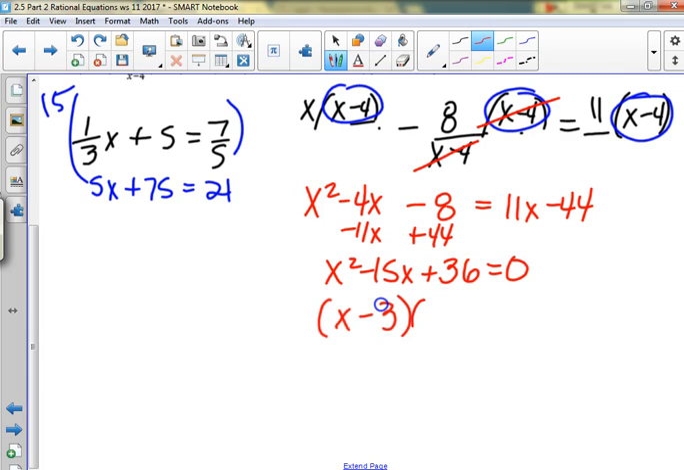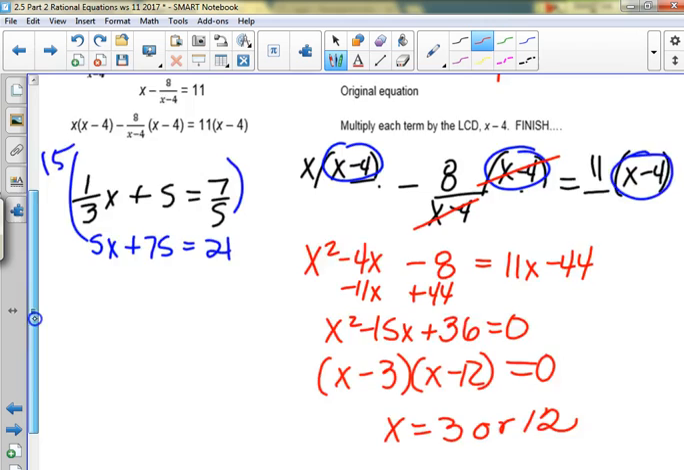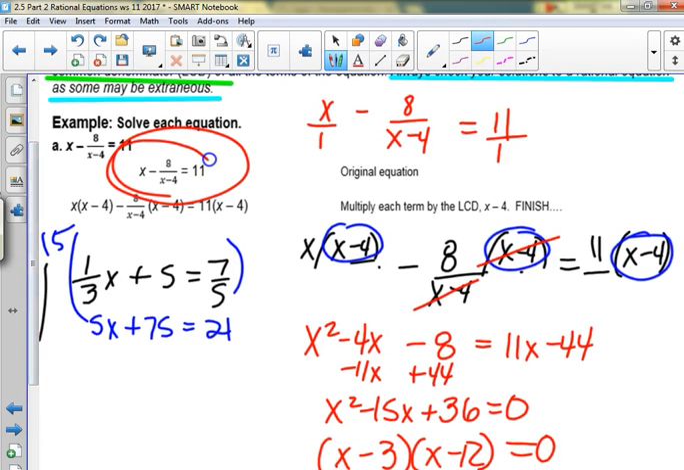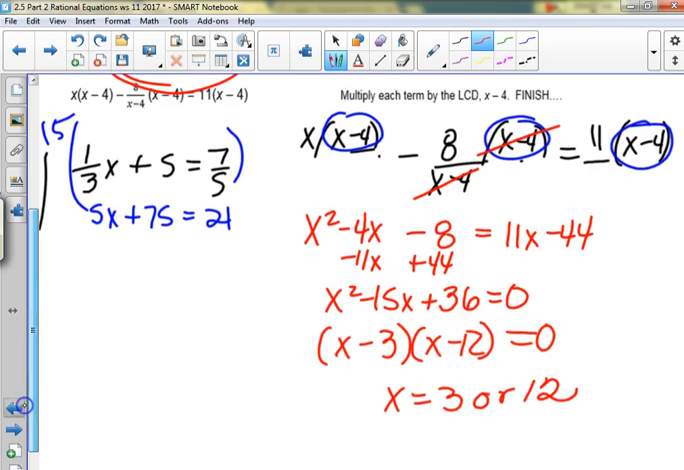X minus 3, x minus 12 equals 0. So I get x equals 3 or 12. The thing I have to watch for, there can be extraneous solutions. Really what you need to watch for is, does it make the denominator 0? What was the one thing we can't have as an answer because of this original question? X cannot be 4. Did we get 4? No. So we're good to go.